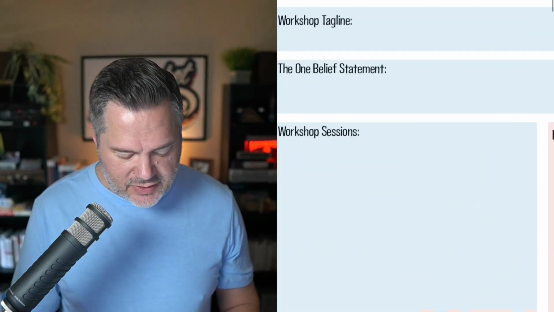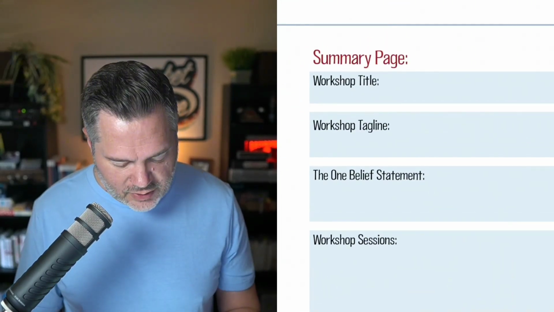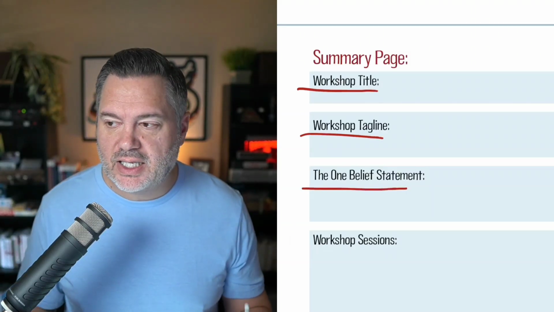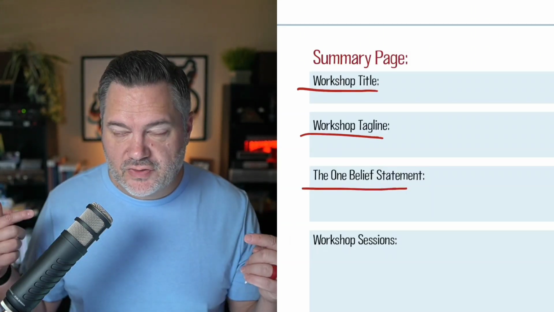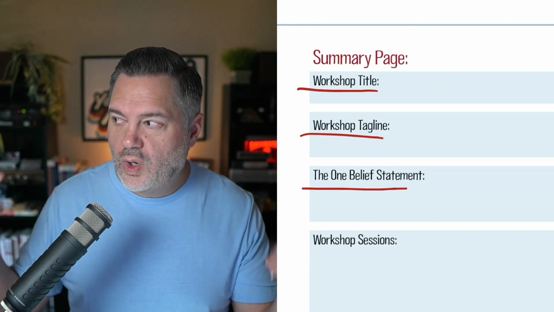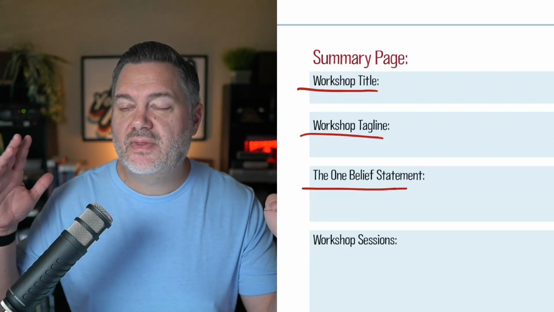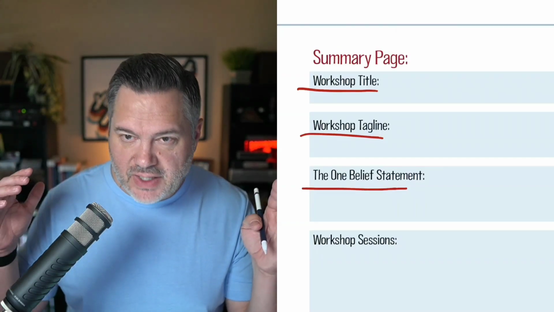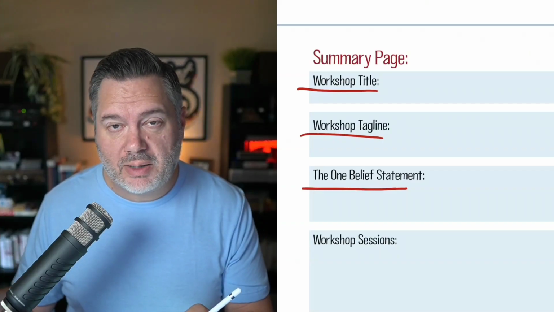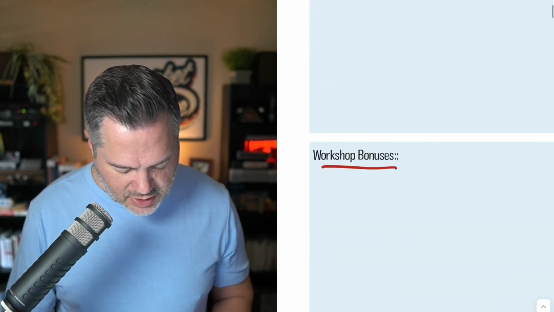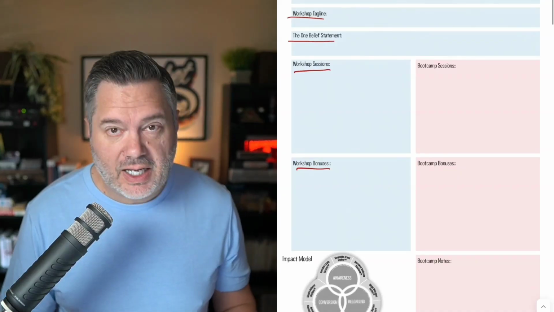Now, this first page is the summary page. It's going to include things like what's the workshop title, the tagline, the one belief statement. I like to have a belief statement for me personally on exactly what is it that I'm trying to convey. What's one belief that I want them to get? And if they get that belief, they're more likely to join my program at the end of a workshop. And then the workshop sessions, the workshop bonuses as well. We have all that outlined.